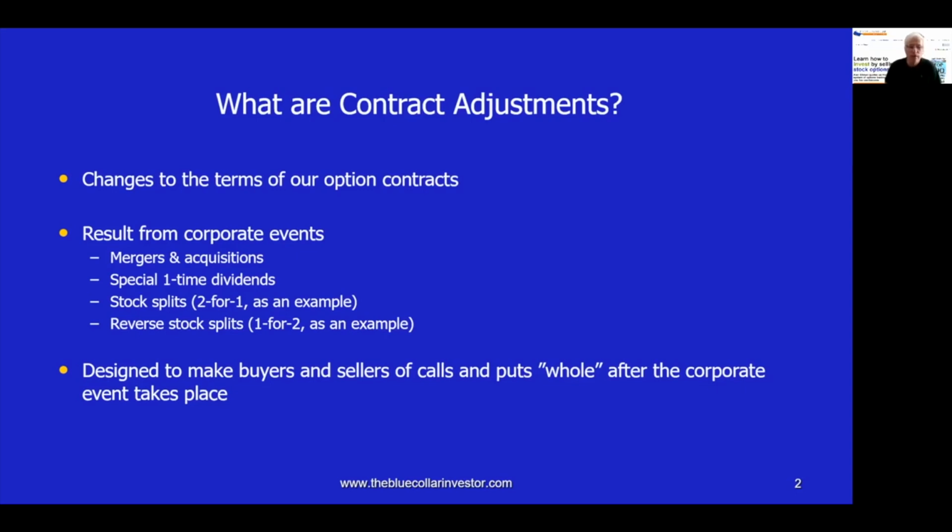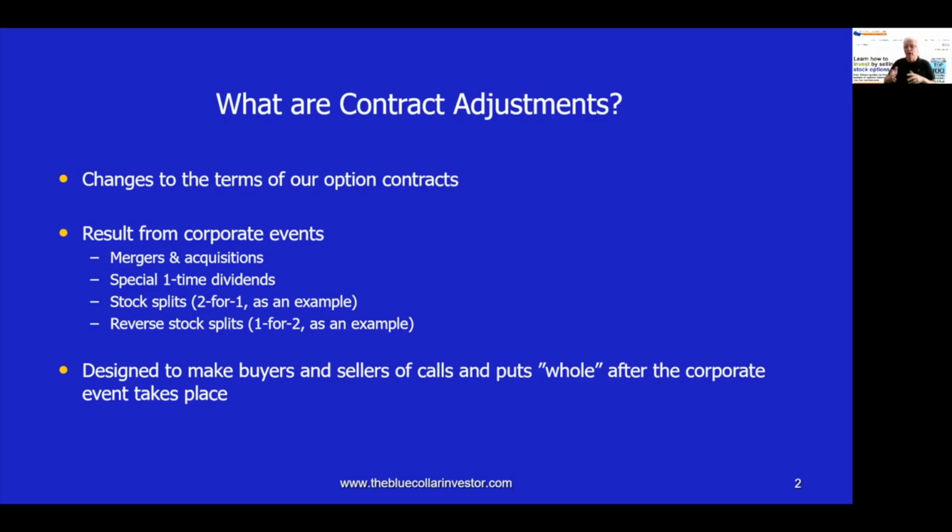So what are some of the corporate events that could cause these contract adjustments? Things like mergers and acquisitions, special one-time cash or otherwise dividends. Stock splits is what we'll be talking about in this podcast. 2-for-1 would be an example. And reverse stock splits, 1-for-2 would be an example. And once again, we'll be doing reverse stock splits at another BCI podcast.